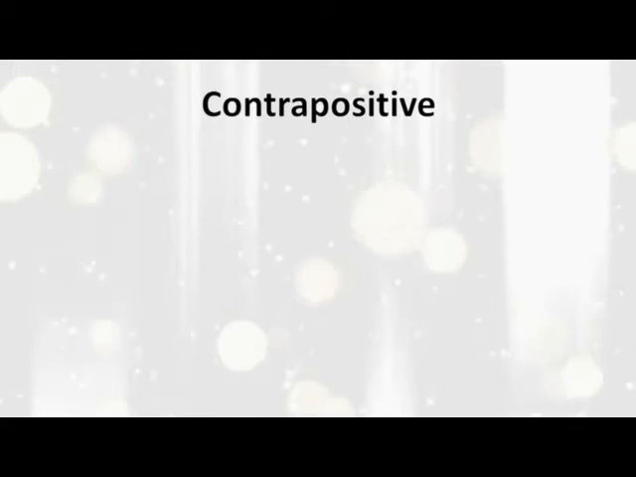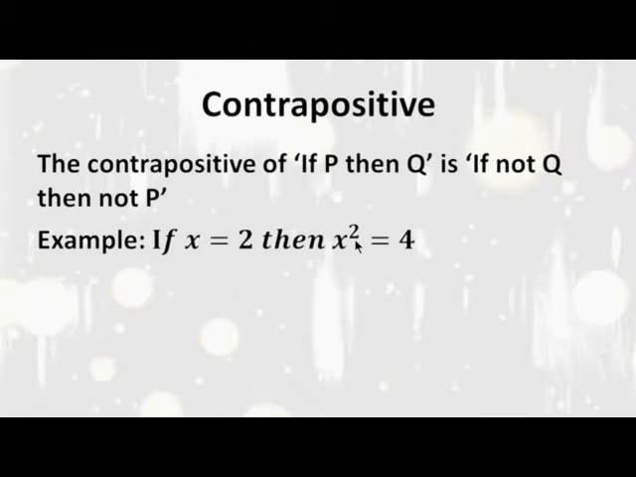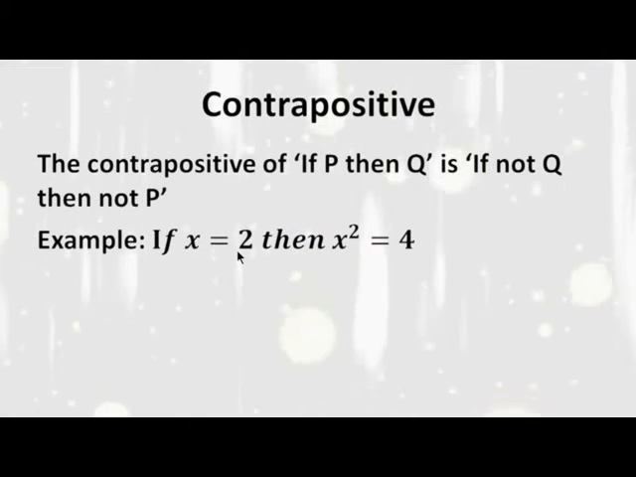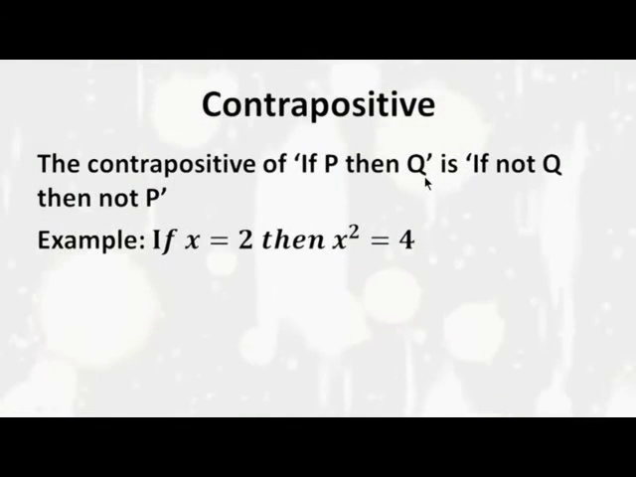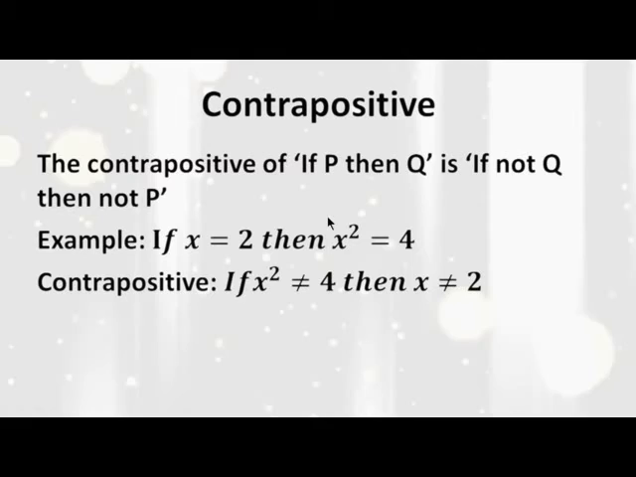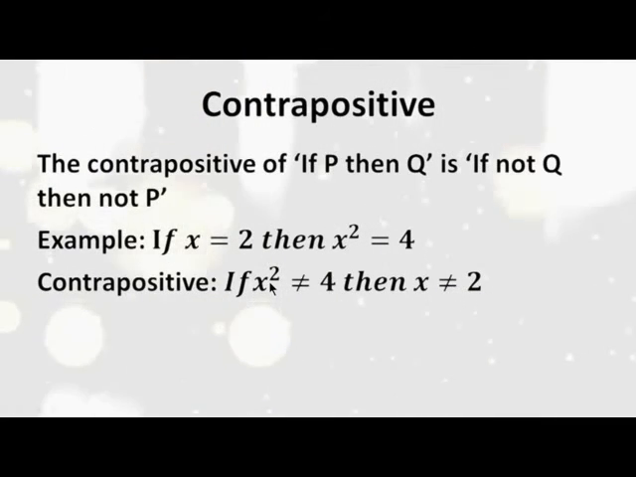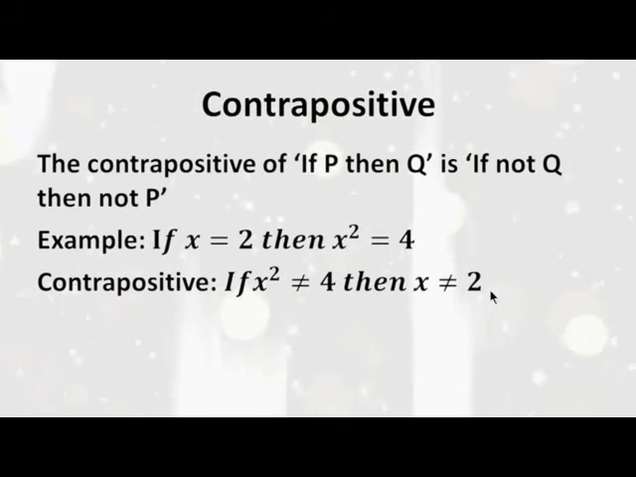And then there is contrapositive. The contrapositive of if P then Q is if not Q, then not P. So for example, this is the statement: if x equals 2, then x squared equals 4. Remember, P then Q, and then it's not Q, then not P. So the contrapositive is, if x squared is not equal to 4, then x is not equal to 2.